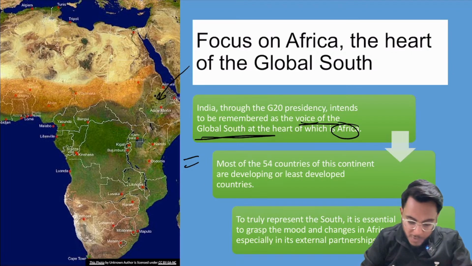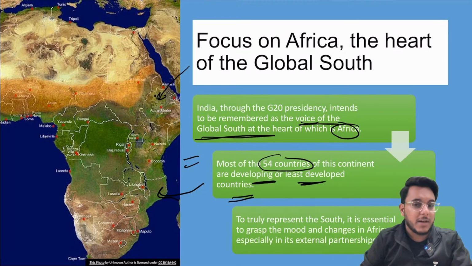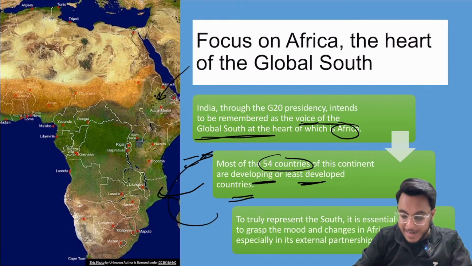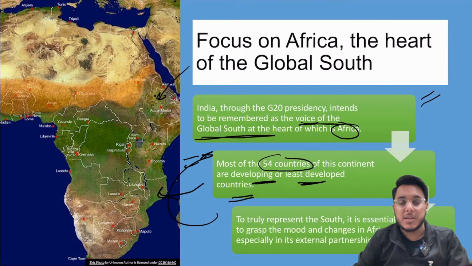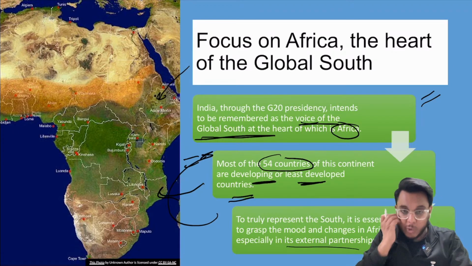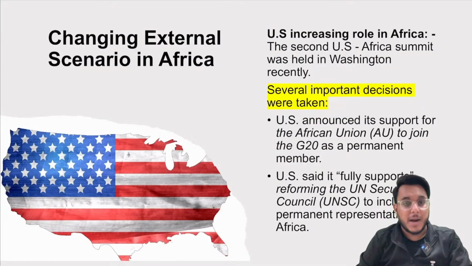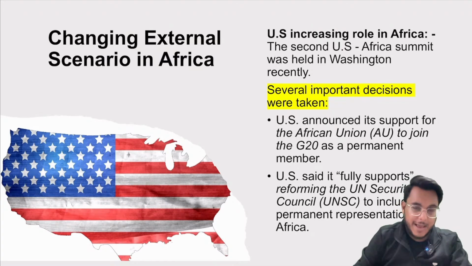Now when we talk about Africa, the 54 countries of Africa are either developing or least developed, so therefore they are global south, and India will talk about the global south's rights, and Africa's importance should be raised here. Now it is being provided, guys, that basically we need to represent the south, fine, and we need to focus on external partnerships, particularly with Africa.